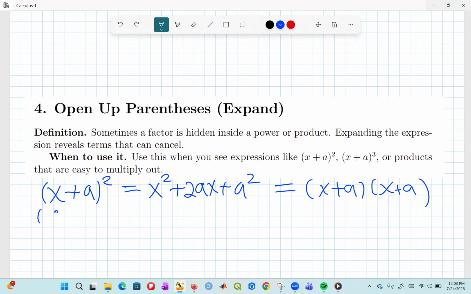So expand the expression algebraically means we can write x plus a the whole square as x plus a times x plus a. And then we will simplify, and then we can cancel common terms if possible, right? Then evaluate the resulting function. So let's say example, okay?